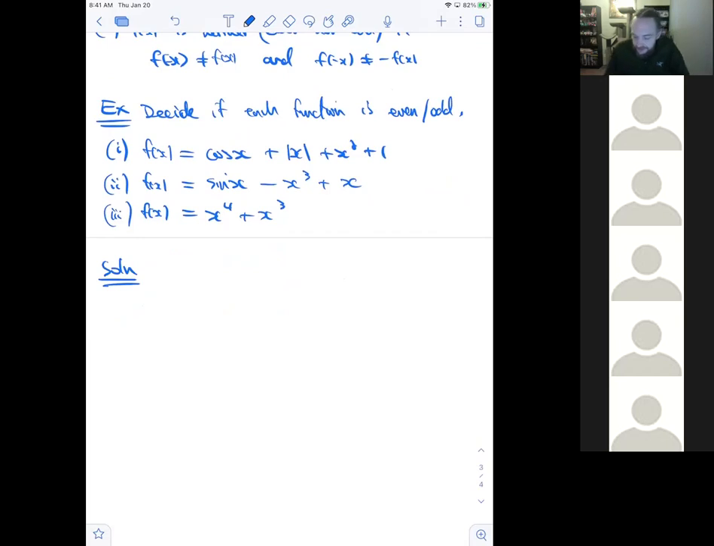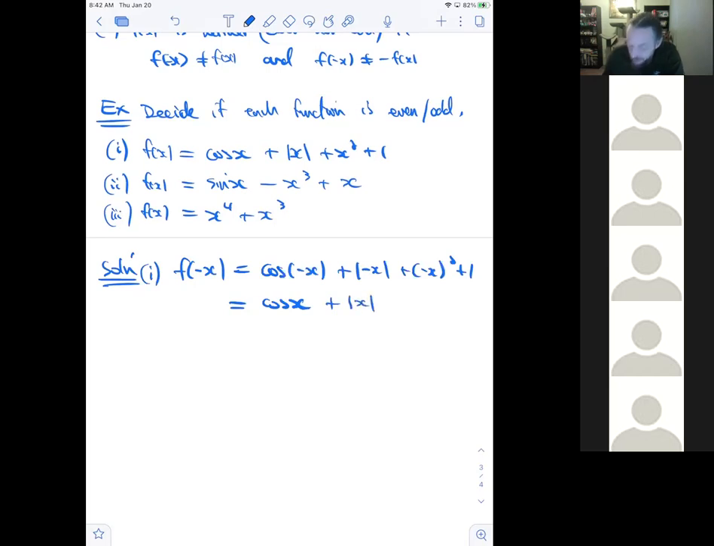Transcendental functions. We have to check what happens to negative x when we put it in a function. So in this case, I get cos of negative x plus the absolute value of negative x plus negative x squared plus 1. cos x is even, so it eats the negative. Absolute value is even, so it eats the negative. Absolute value of negative x equals absolute value of x. And x squared kills the negative. And so this is equal to f of x. So this function is even, whatever it looks like.